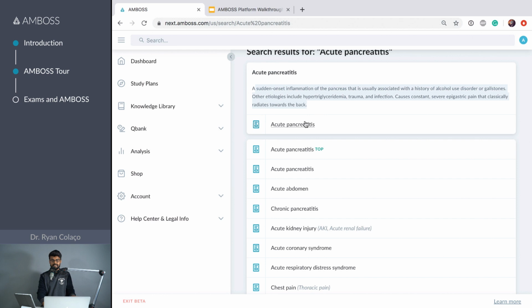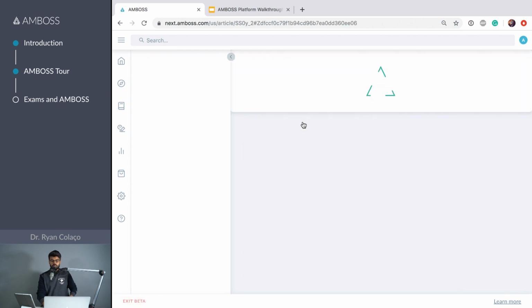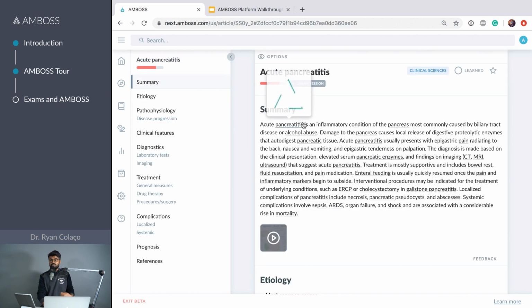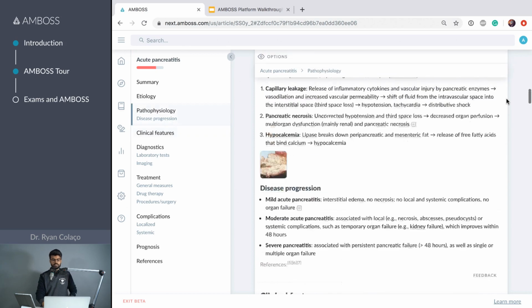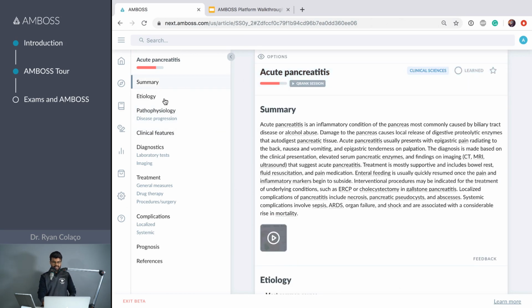But if I want to study it in detail, I could go to the top suggested card or the chapter, and you will see that it's quite a big chapter, which covers, if you see on the left, every single aspect of acute pancreatitis as a topic.